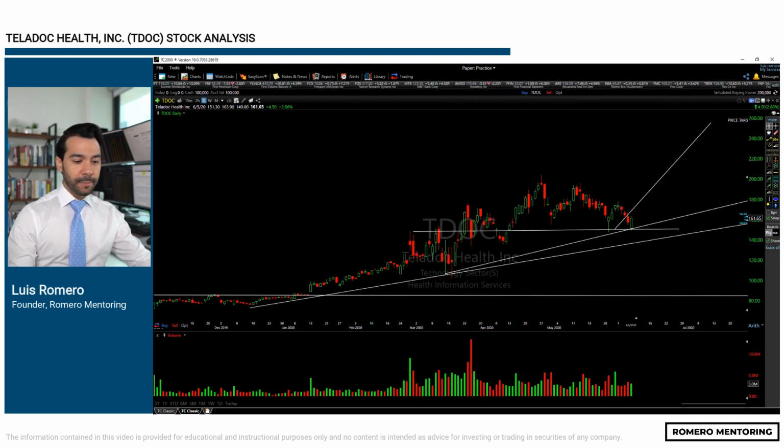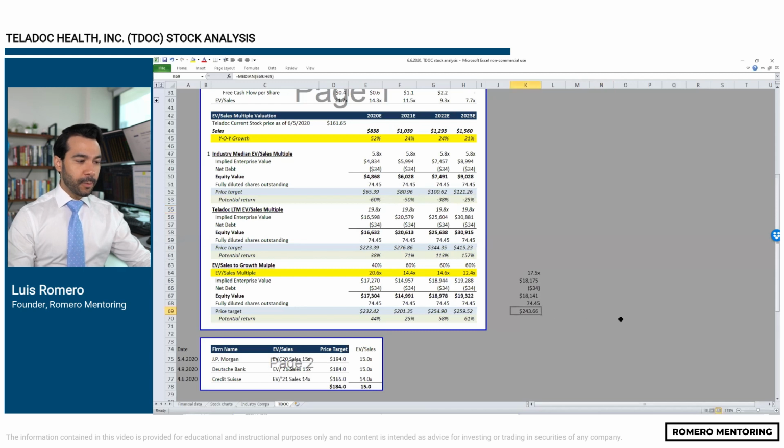Let's pull up again the spreadsheet. 243. And if you don't think that 243 is the right price, then that's okay. Change this. Maybe you should say, look, I'm not going to pay 60% of the growth in the form of a multiple. Change that to 55. You still get 233. Okay?